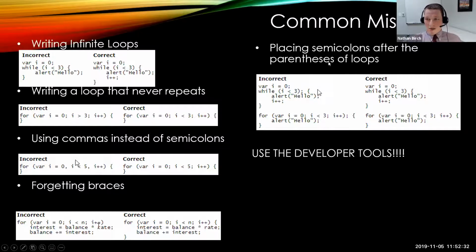And then another one, placing semicolons after the parentheses of a loop. All right, so does anybody want to guess what would happen here if I had a loop and then I put a semicolon right there? What do you guys think? So ugly to look at. Yeah, that's called minified JavaScript, okay?